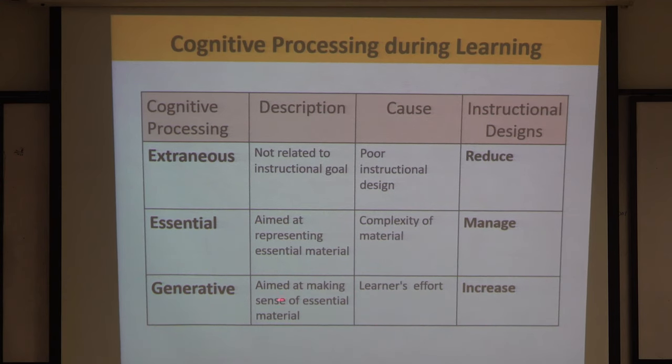Generative aims at making sense of essential material. So this essential material, especially in blended learning, you put the materials in our smart UMS, are our students accessing it? Are our students just clicking it and then going away? Or are our students motivated, inspired somehow to go on with what you're presenting and interacting with your materials? Are they doing that? That is the generative cognitive processing. How could you motivate the student to move on without your presence there? It's a challenge. It's not easy.